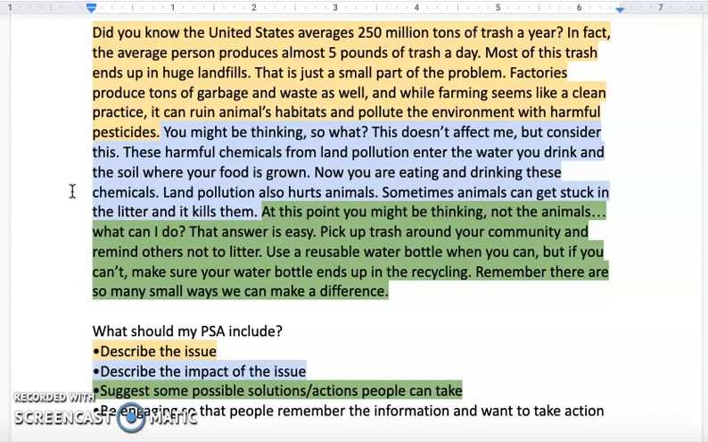And you want to make sure that your script is engaging so that people remember the information and want to take action. So whatever you're writing should have enough of an impact that somebody should want to change and do something to help this problem.